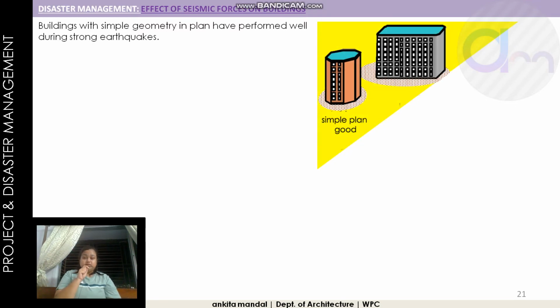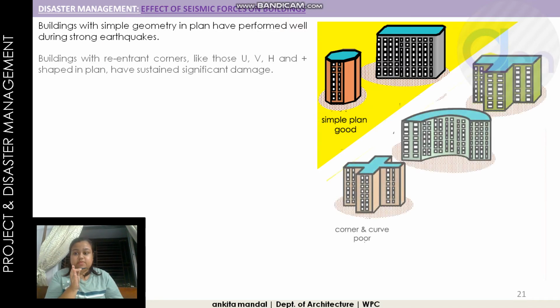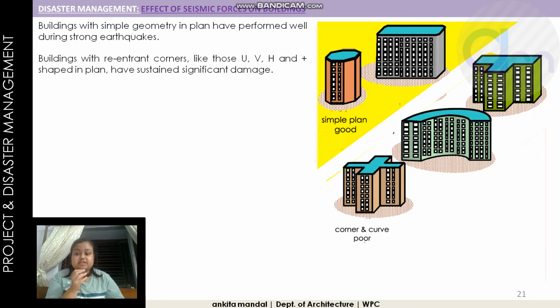Then what shapes are strongest in an earthquake? A simple, good plan, like octagonal, with proportionate height, or square or rectangular, not much bigger on the longer side but proportionate to the height and width. Buildings with re-entrant corners, like U, V, H and plus-shaped plans, have sustained significant damage. They are weaker than buildings with a simple plan.